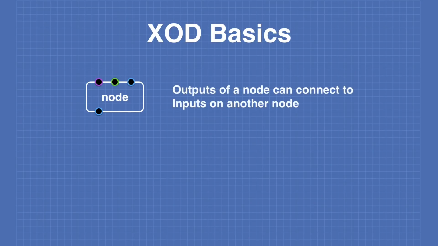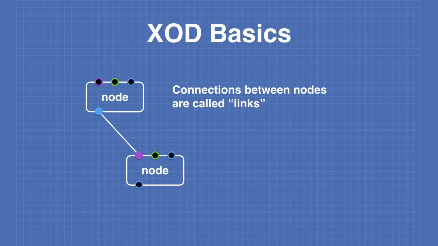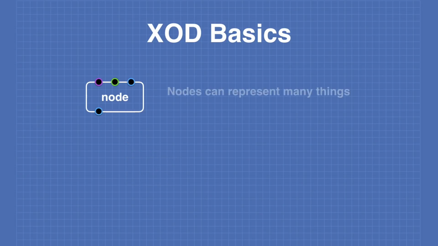The outputs of a node can connect to the inputs on another node. The lines that we use to connect the outputs to the inputs are called links. Nodes can represent many different things. Some nodes represent common pieces of hardware. Nodes can represent binary and byte operations. There are many core function nodes in XOD. Nodes can also be used to convert data between two different units.